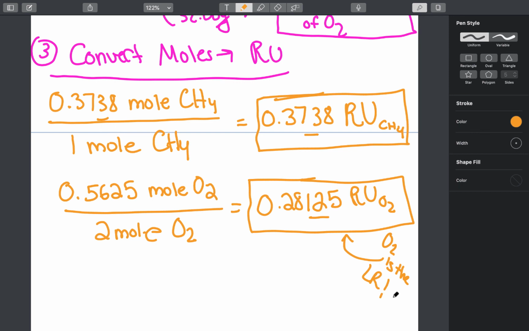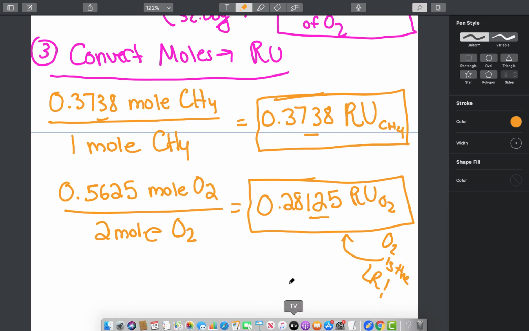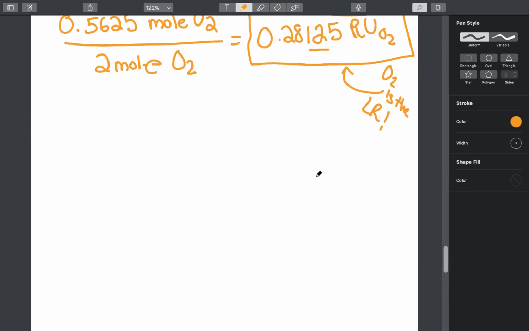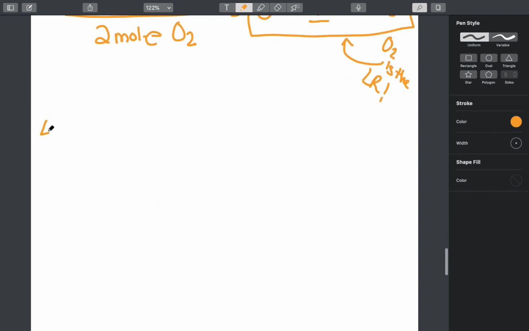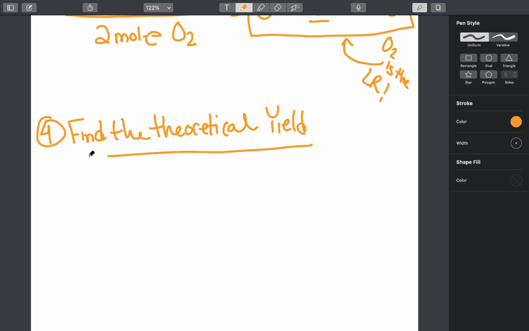Now we can actually figure out the theoretical yield of this problem. So this is step 4: find the theoretical yield. This is the last step. I'm just going to change my color here. Let's do this green.